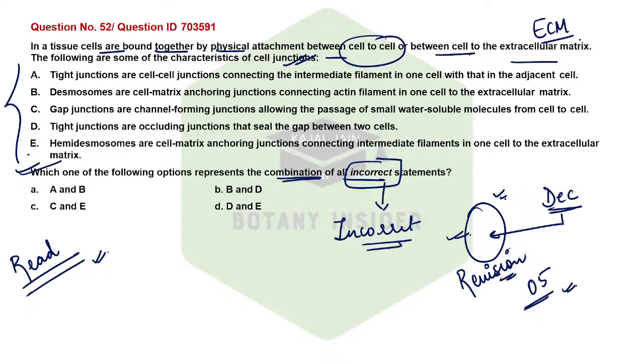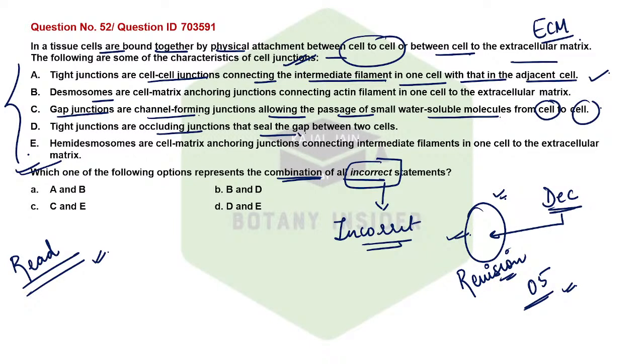First option is tight junctions are cell-cell junctions connecting the intermediate filament in one cell with that of the adjacent cell. Second option is desmosomes are cell matrix anchoring junctions that are connecting the actin filament in one to the extracellular matrix. Then you have the gap junctions are channel forming that allows the passage of small water molecules from a cell to the other cell. Tight junctions are occluding that seal the gap. Hemidesmosomes are cell matrix anchoring junctions connecting the intermediate filaments in one cell to the extracellular matrix.